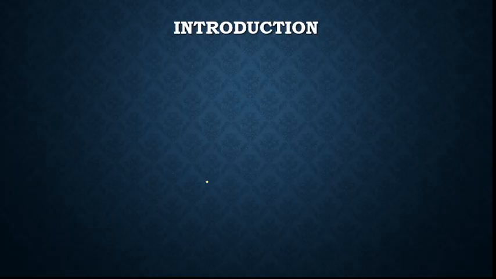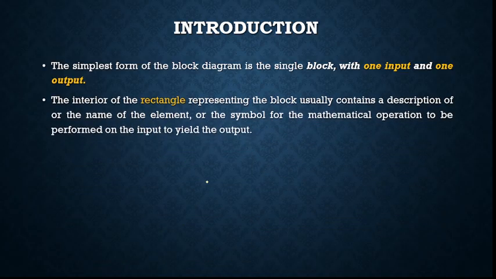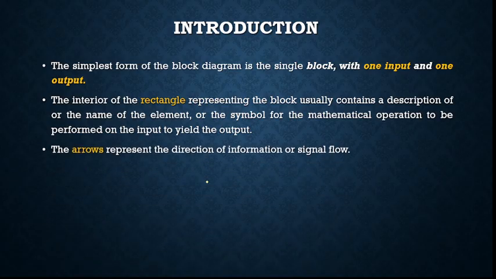Now let us see the definition of a block diagram. The simplest form of the block diagram is a single block which has one input and one output. Normally the block diagram is represented by a rectangle, and the function of the system is represented inside the rectangular block. For example, this rectangle represents a system, and its function here is given by d/dt. This function can be anything based on the system.